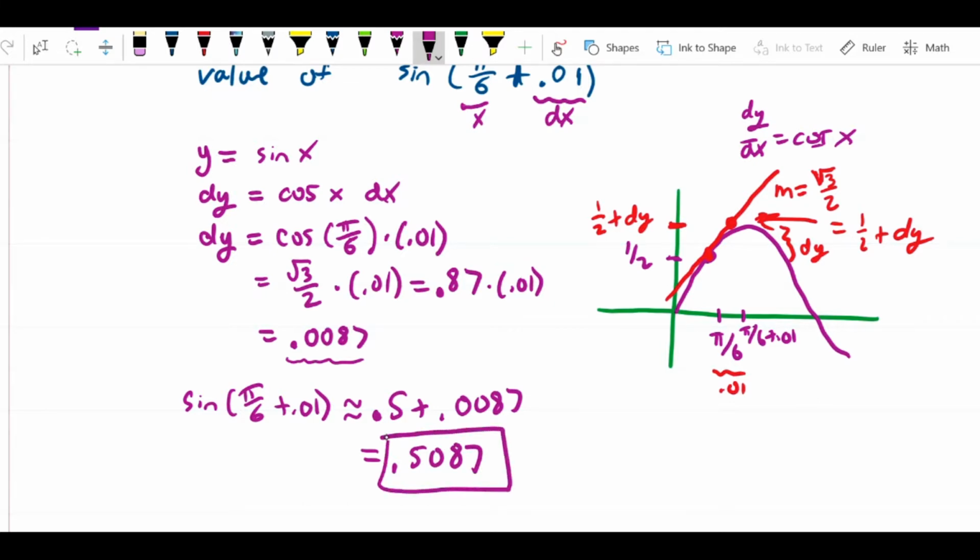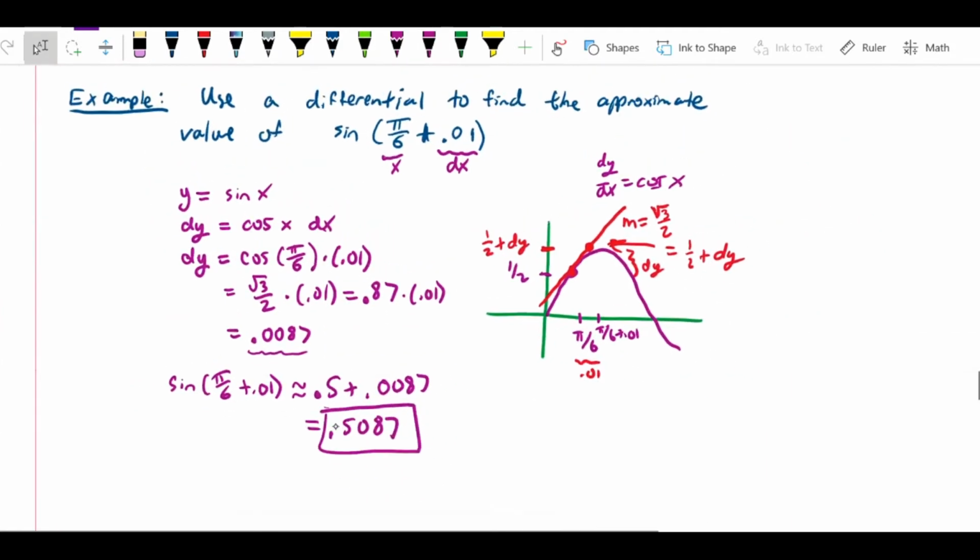That's the approximate value. And yes, I am using the equal signs right. I'm saying that sine of this number is approximately equal to 0.5 plus 0.0087. And of course, once I add them together, that is exactly equal to 0.5087. So I am using the equal signs correctly, if you're wondering. By the way, you can see this example, which is still in section 3.11 of the textbook. It's done exactly like this.